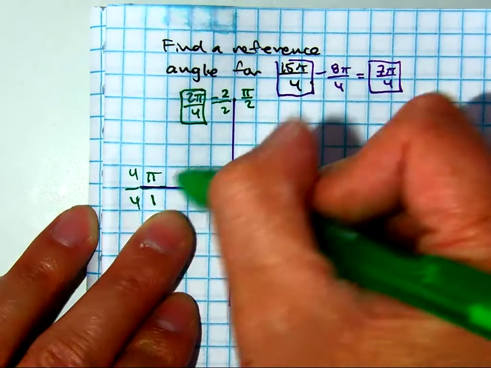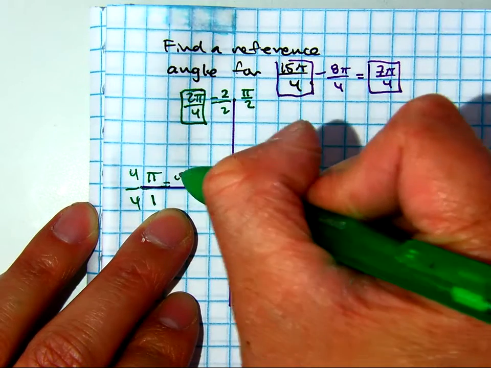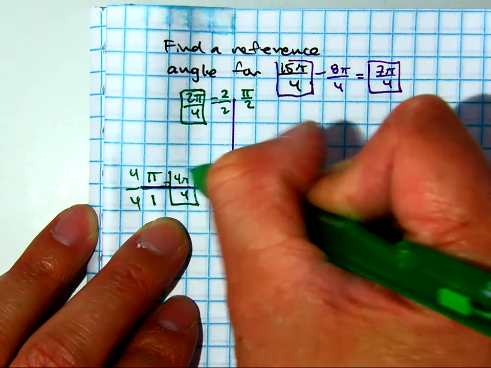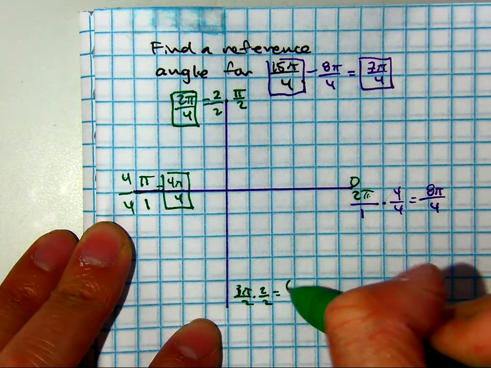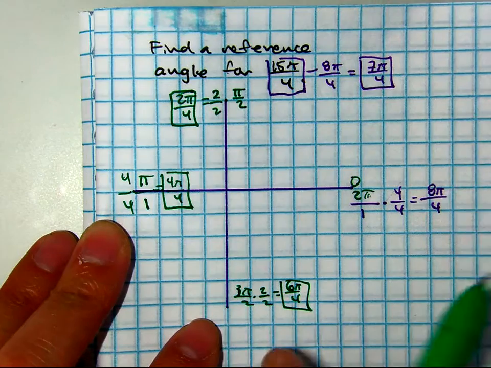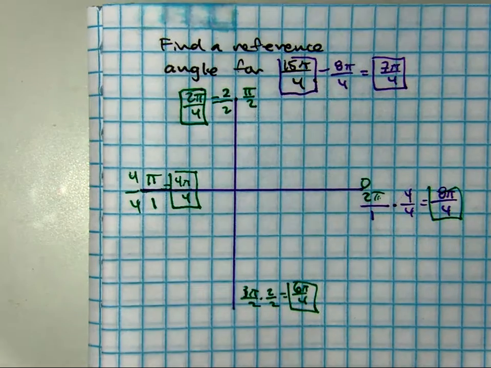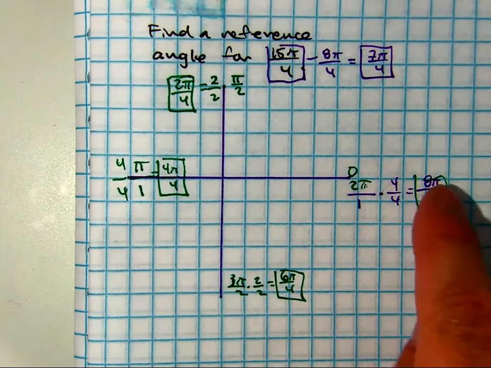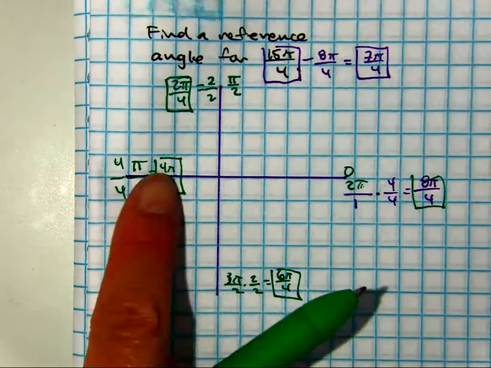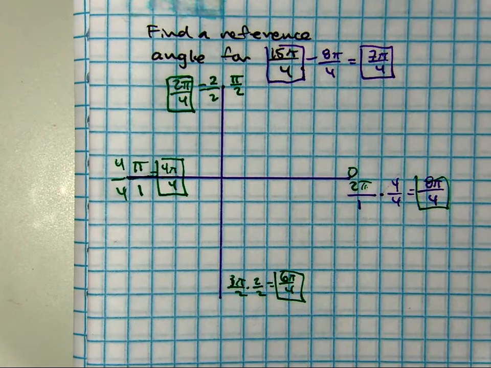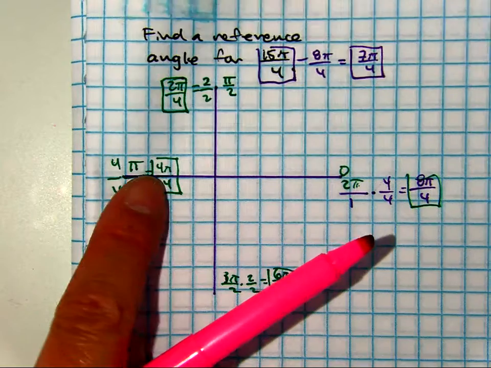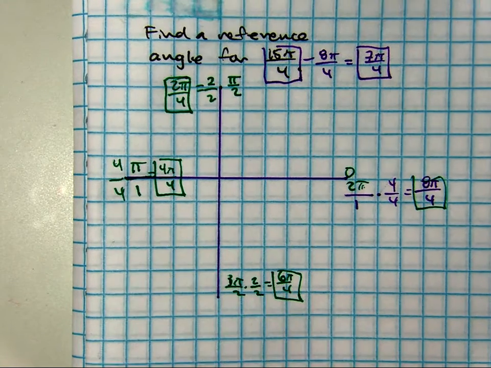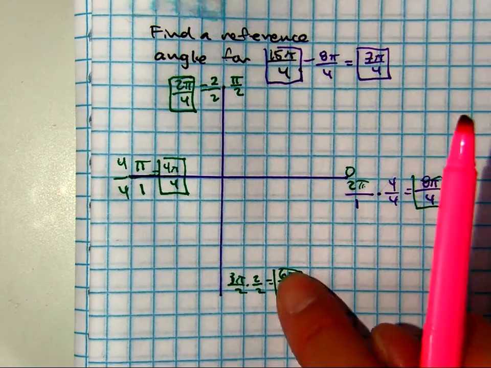If I multiply across, what do I get? 4 pi over 4. Class, this one will be what? 6 pi over 4. And we know that this one is 8 pi over 4. Okay, so we have 0, 2, 4, 6, and 8. Put your finger where 7 would be. 7 is a number between 4 and 6. Is that right? It's a number between 6 and 8.